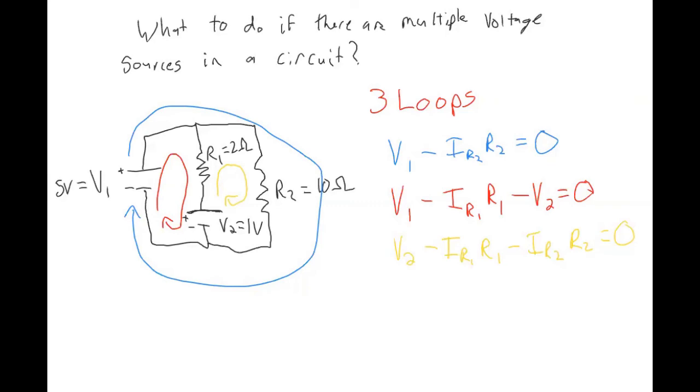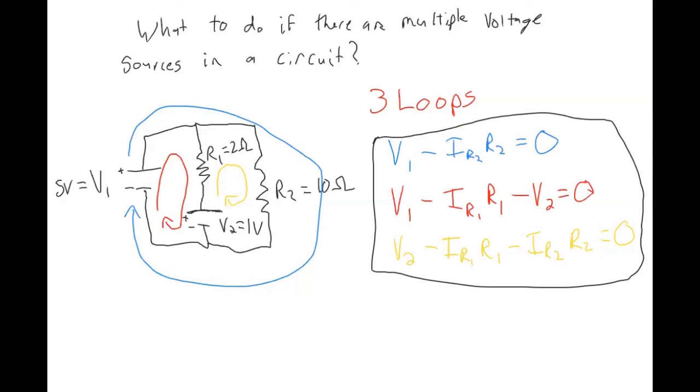So in this specific example, if we look at these three equations, how many unknowns are there in these equations? 2, right? We don't know the current flowing through resistor 1 or resistor 2. So we have 2 unknowns. But we have 3 equations. So we should be able to solve this system of equations.